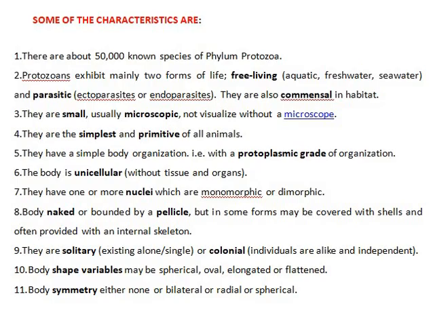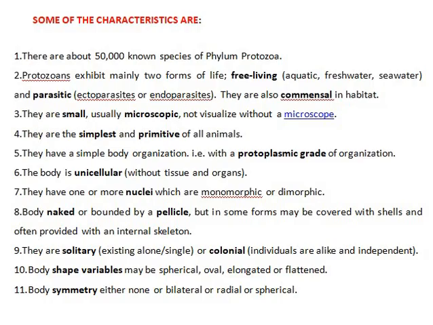Protozoans exhibit mainly two forms: free living organisms and parasitic organisms. Free living means aquatic, freshwater and seawater habitat organisms. Parasitic means ectoparasitic and endoparasitic organisms. They are also common in habitat. They are small, usually microscopic, not visible without a microscope. They are the simplest and most primitive of all animals.